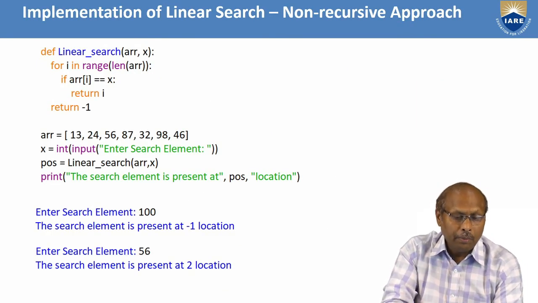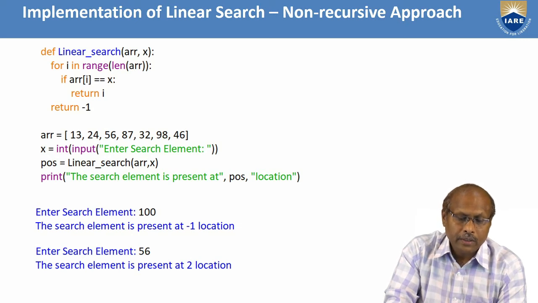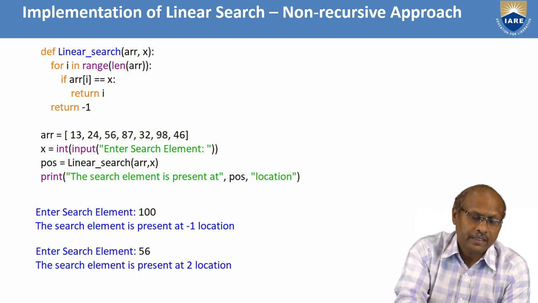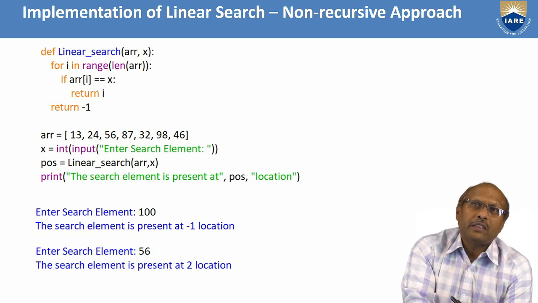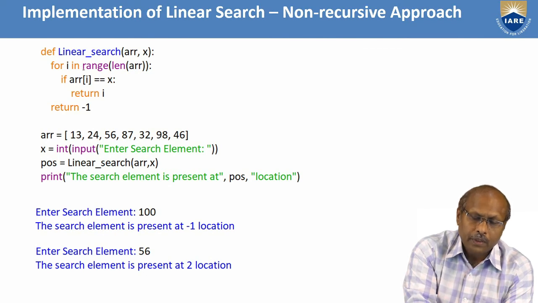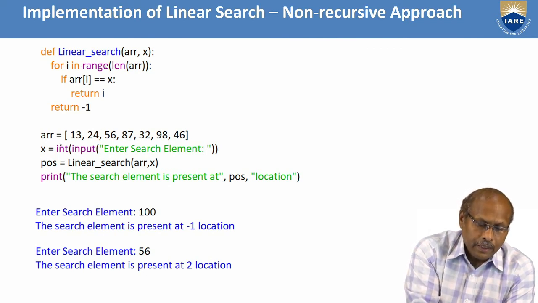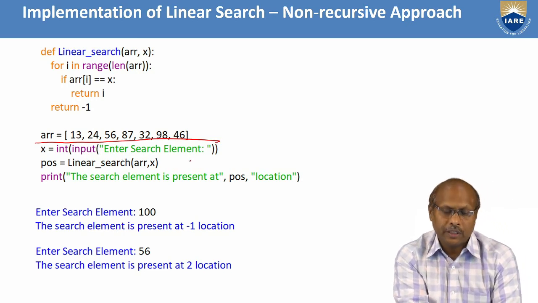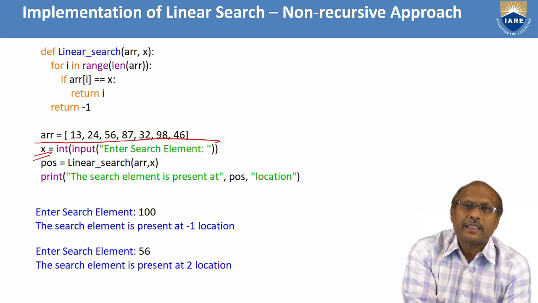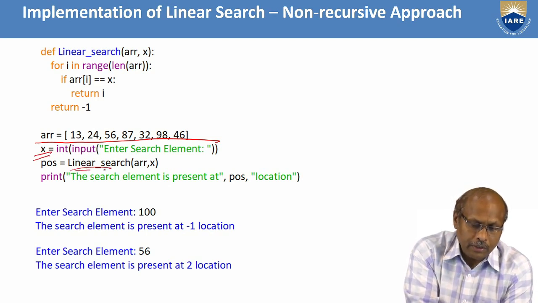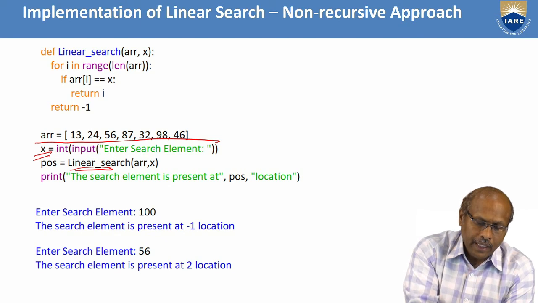You can implement the same thing using a non-recursive way. Non-recursive means you can put it in a loop using Python language. Initially, assume you have an array with these elements: 13, 24, 56, 87, 32, 98, 46. Enter the search element. Which element do you want to search? You are reading the data x. Then you are calling the linear search method. When you are calling linear search, it goes here, and you are passing the array as well as x.